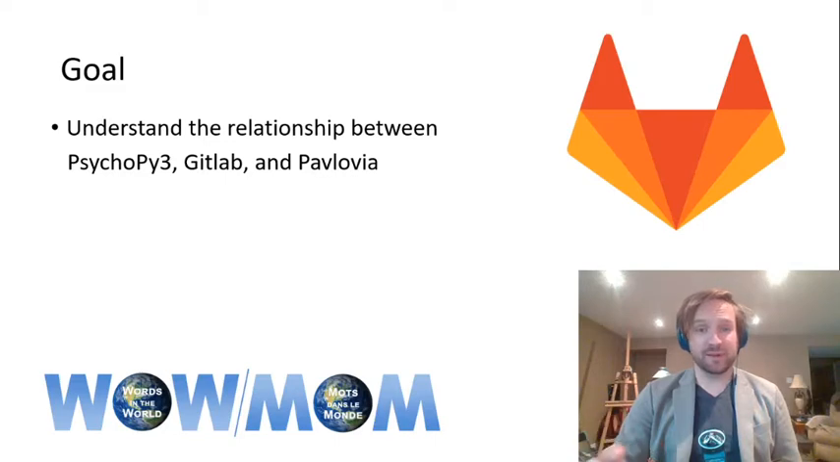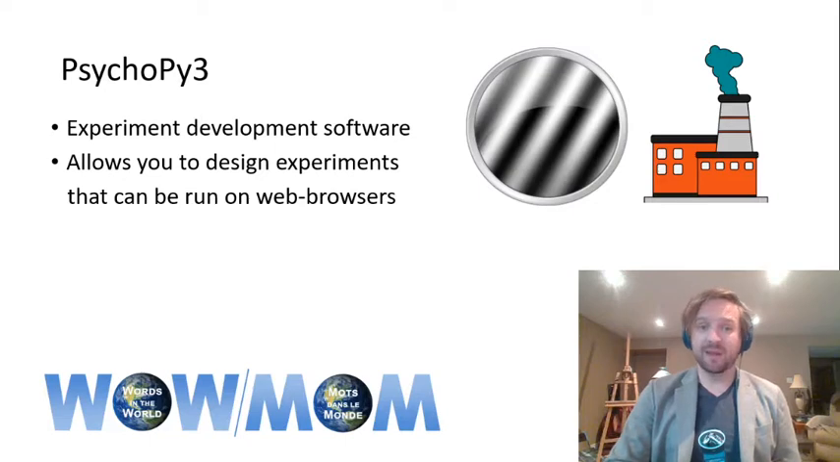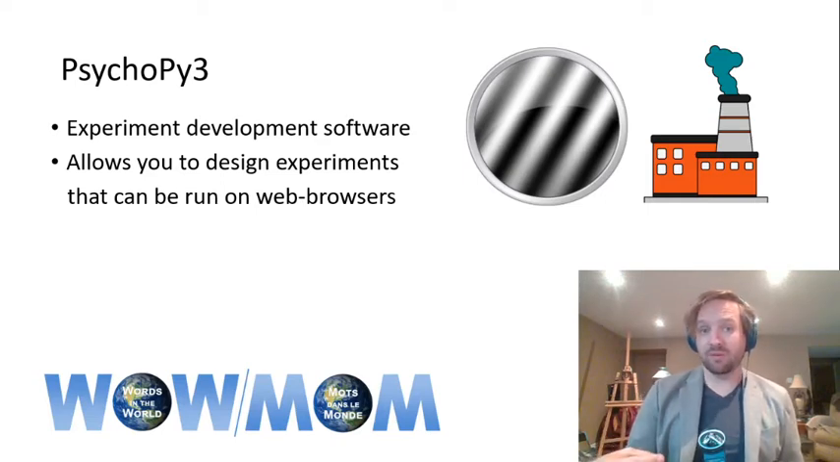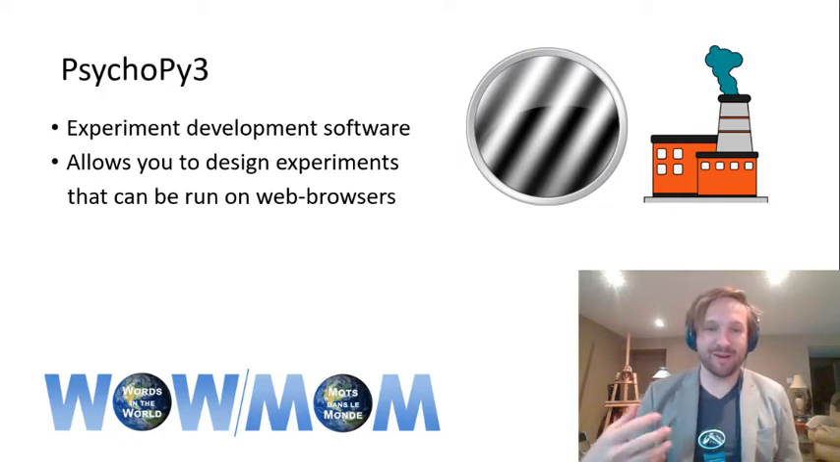So the goal for this video is simply to understand the relationship between CyclePy3, Gitlab, and Pavlovia. We're going to do that using a product metaphor. So what is CyclePy3? As most of you probably already know, it's an experiment development software, the key feature of which is that it allows you to design experiments that can be run on web browsers. We can think of these experiments as products that we're trying to create. So when we create an experiment, our end goal is to deliver it to a participant and receive data. The same way when you create a product, your end goal is to deliver that to a customer and receive money.